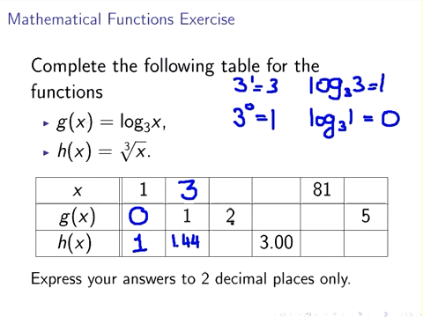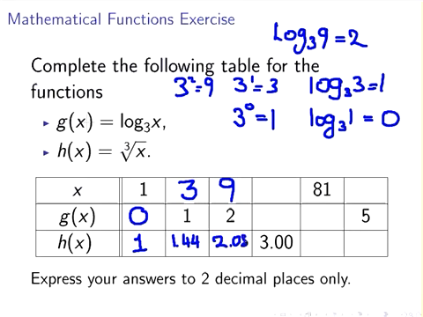Using the same logic as in the last case, 3 to the power of 2 is equal to 9. So log of 9 to the base 3 is equal to 2, and this number here has to be 9. Again, what we're going to do is find the cube root of 9. To 2 decimal places, that's 2.08.